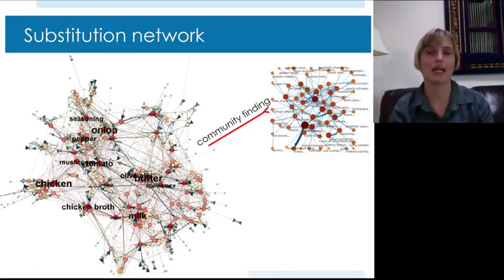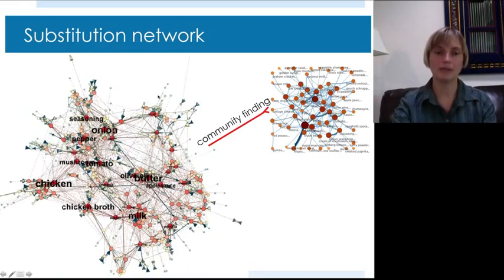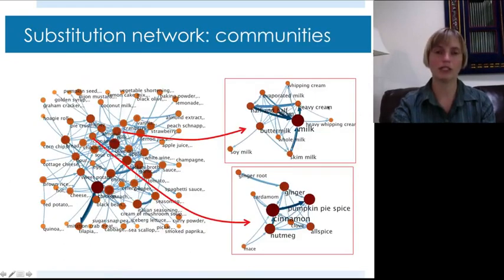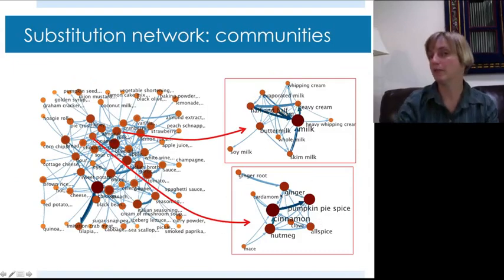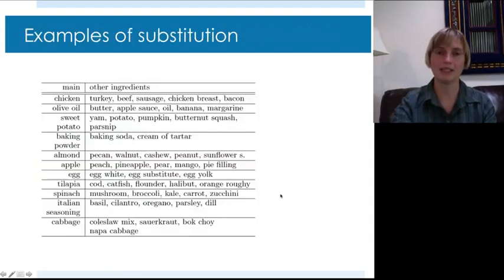And this, again, is a network that I've shown you in lecture before. If we take the substitution network, already just laying it out, we can see pretty clear communities. Then we can apply community finding to get a network of different communities, and look within each community and find, hey, these are the common substitutions for milk, these are the common substitutions for cinnamon. And they tend to make sense.